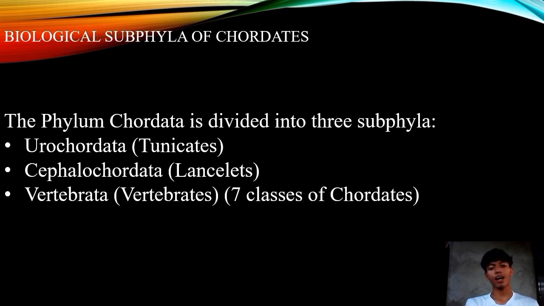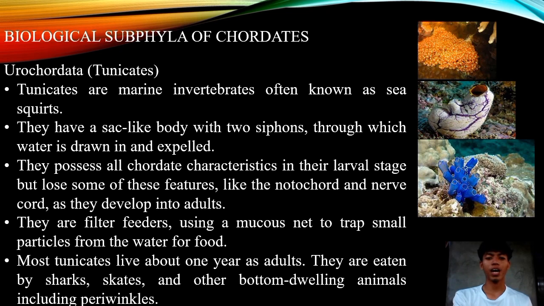The phylum Chordata is divided into three subphyla: the Urochordata or the tunicates, Cephalochordata or the lancelets, and the Vertebrata or the vertebrates. Vertebrata also contains 7 classes of chordates. So, we will discuss that later on. So, first we have Urochordata or the tunicates.